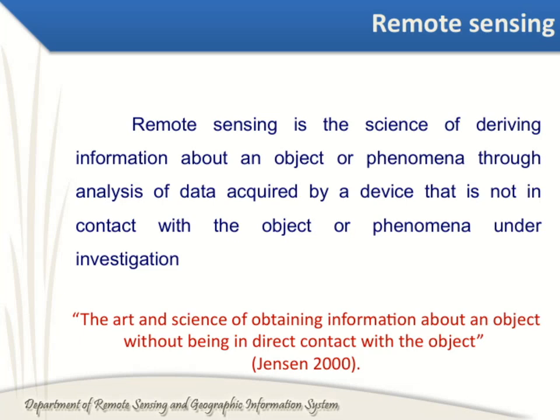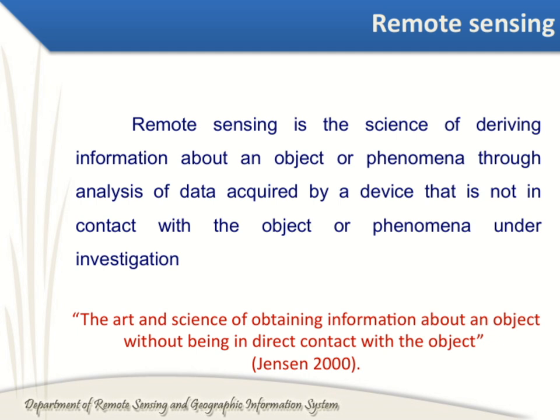Today, I want to introduce the concept of remote sensing, which is a fascinating blend of art and science. At its core, it's about obtaining information about an object or a phenomenon without having to be physically in contact with it. This means we can study something from afar, which is especially useful when direct contact isn't possible or practical. The definition by Jensen in 2000 really captures this idea well.